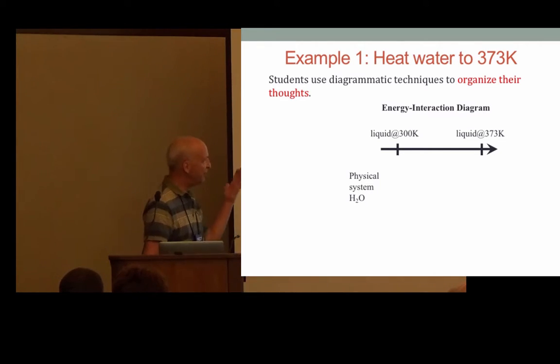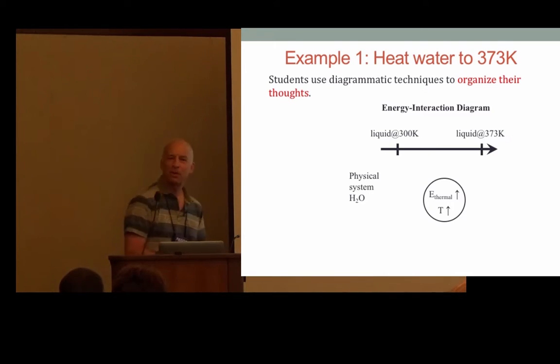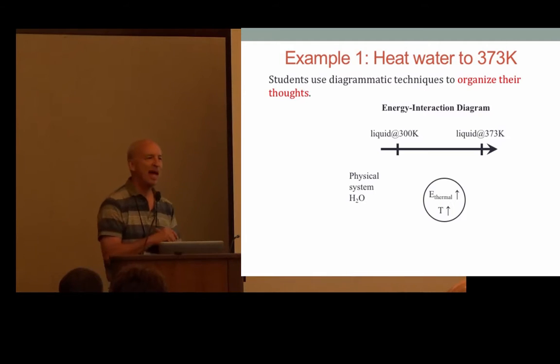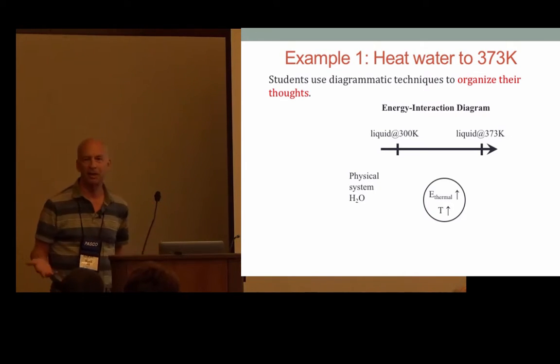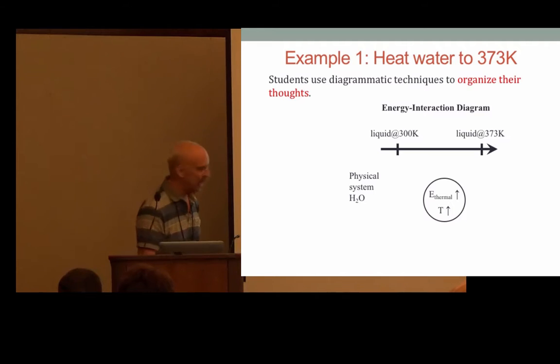What you see from this problem is that the temperature has gone up. And so this energy interaction diagram has energy systems drawn as little circles. The fact that the temperature goes up is an indicator that the thermal energy, whatever you want to call it, the thermal energy has gone up. And so that's the energy change that's happened.